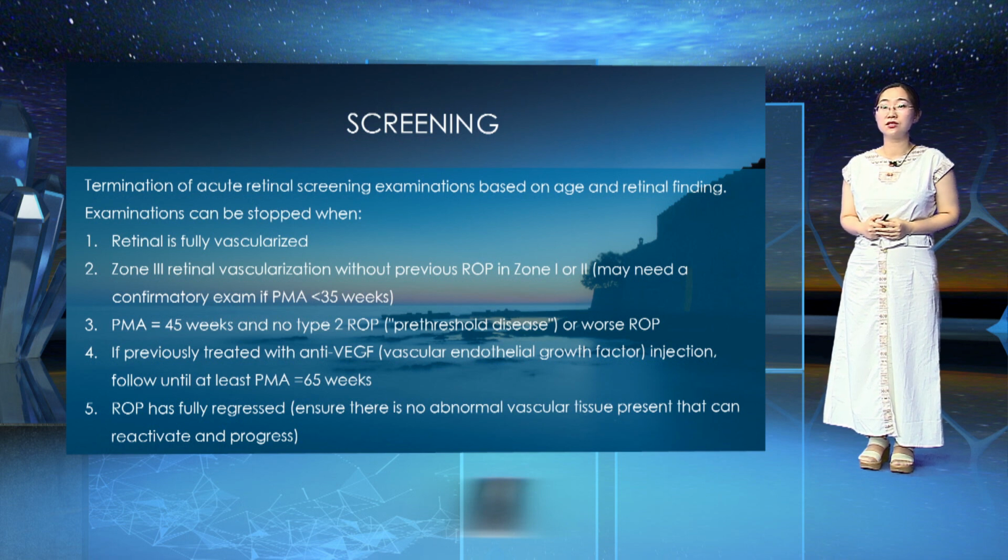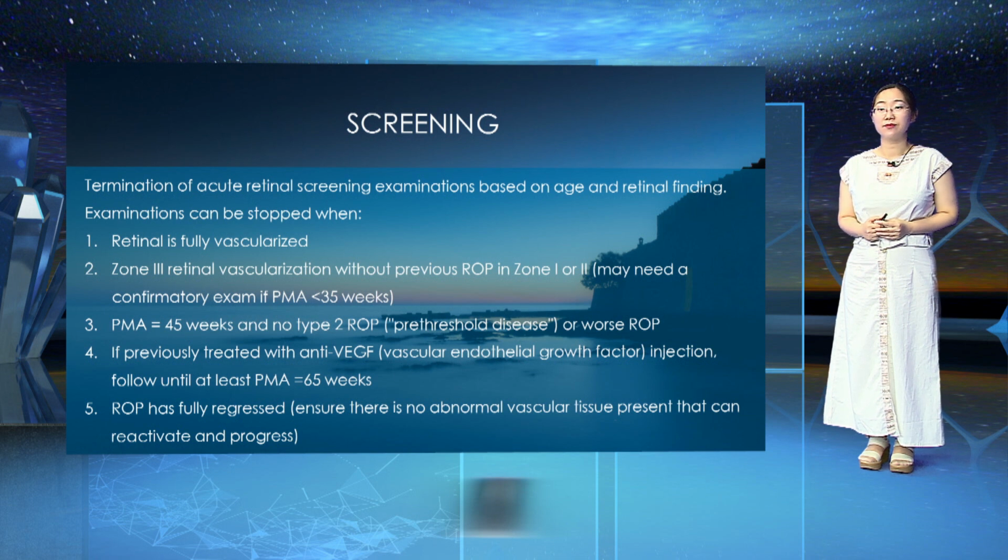Termination of acute retinal screening examinations is based on age and retinal findings. Examinations can be stopped when the retina is fully vascularized, or zone 3 retinal vascularization without previous ROP in zone 1 or 2, PMA is 45 weeks and no type 1 ROP or worse ROP. And if previously treated with anti-VEGF injection, follow until at least PMA is 65 weeks. ROP has fully regressed.